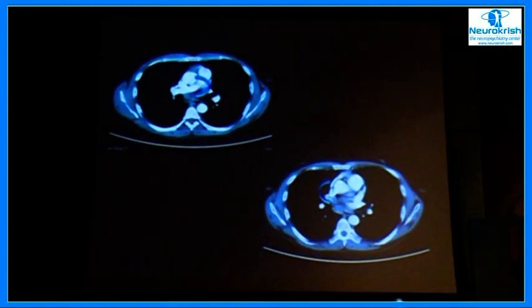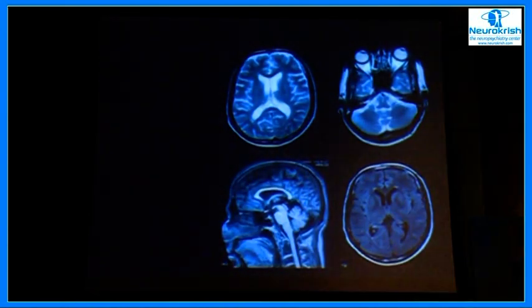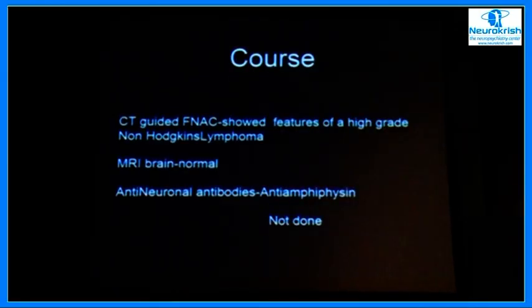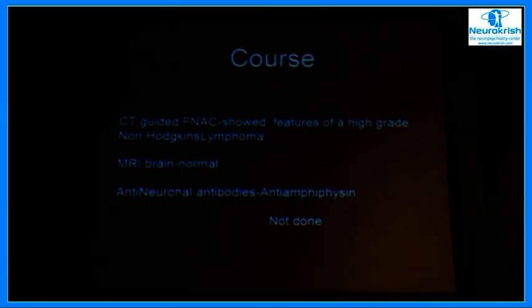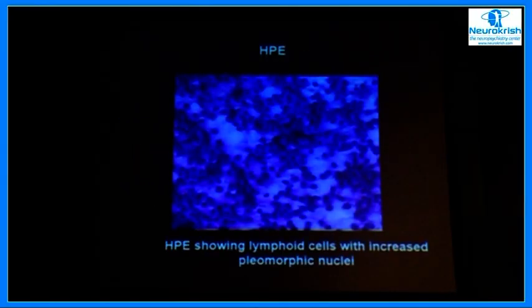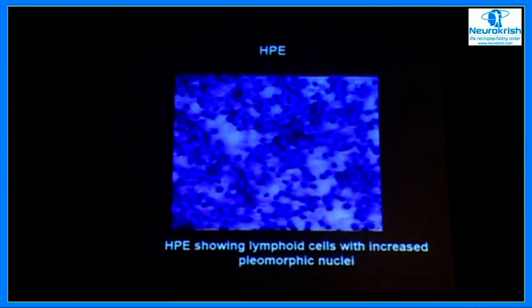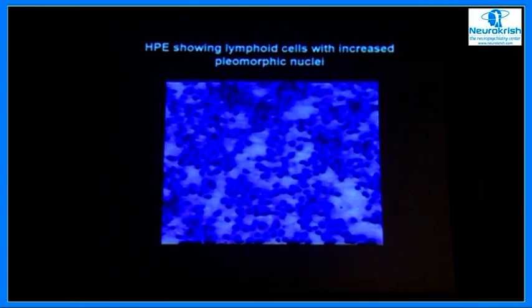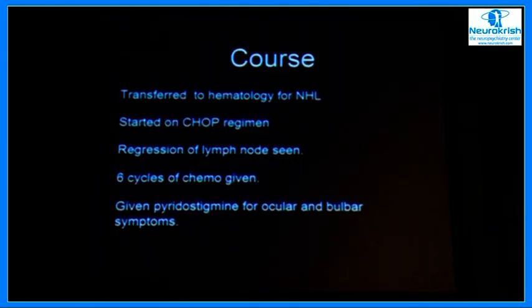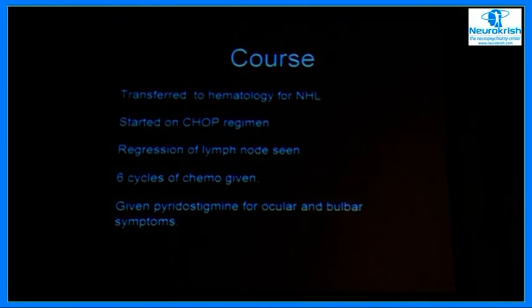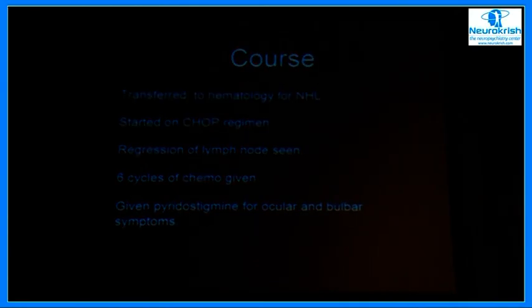And the CT thorax had shown actually a lesion in the thorax, and MRI showing cerebral atrophy. CT guided biopsy showed features of a lymphoma, and anti-amphiphysin antibodies were not done because we couldn't do it. The pathology report showed a lymphoid cell with increased pleomorphic nuclei. So basically, the patient had a lymphoma, and we started treatment and he was given chemotherapy and pyridostigmine for ocular and bulbar symptoms.